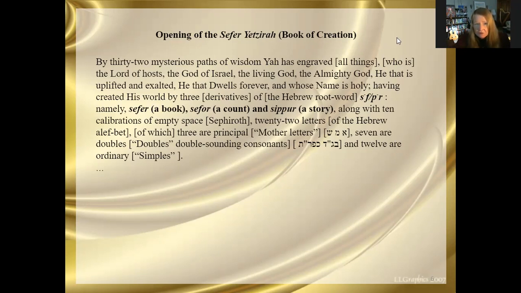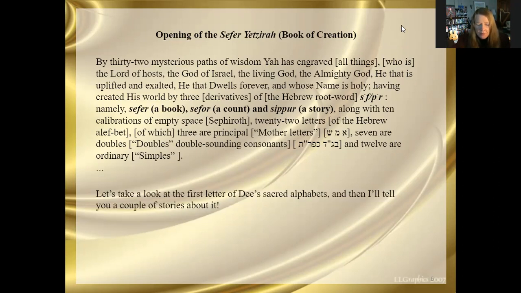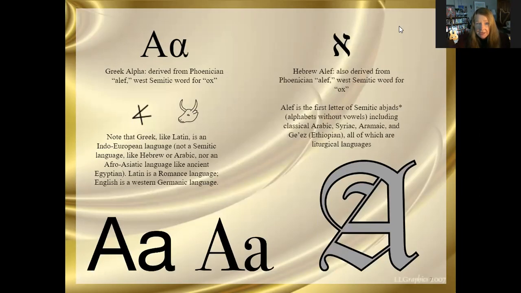I'm going to tell you some stories here about the letter Aleph, and then we're going to get back to those graphics, particularly the one in 22. But before I tell you some stories, let's look at the first letter of Dee's sacred alphabets, Latin, Greek, and Hebrew. We use the same alphabet as they do in Latin. So you see capital A's, they're the same ones we use in English, and two small A's.